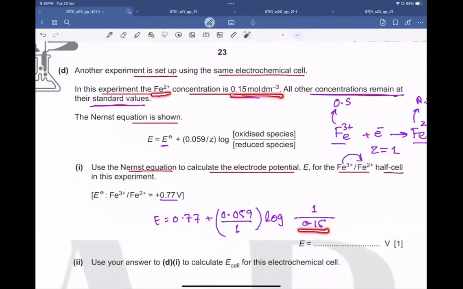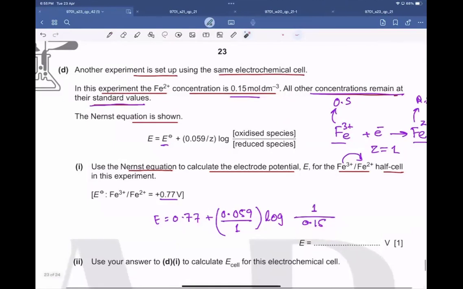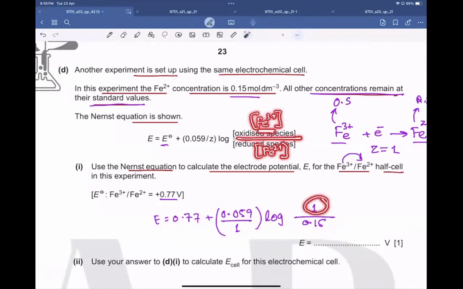And all the concentrations remain at their standard values. If the standard values are there, then the other concentration is only 1 mole per dm cube. Under standard conditions, the concentration of each species is 1 mole per dm cube. That's what we have studied in electro, right? So in the formula, the equation would be the Fe3+ ion concentration divided by the Fe2+ ion concentration. As the Fe3+ ion concentration is standard, it is going to be 1. And the Fe2+ ion concentration is given over here, which is 0.15. So we put it over here.